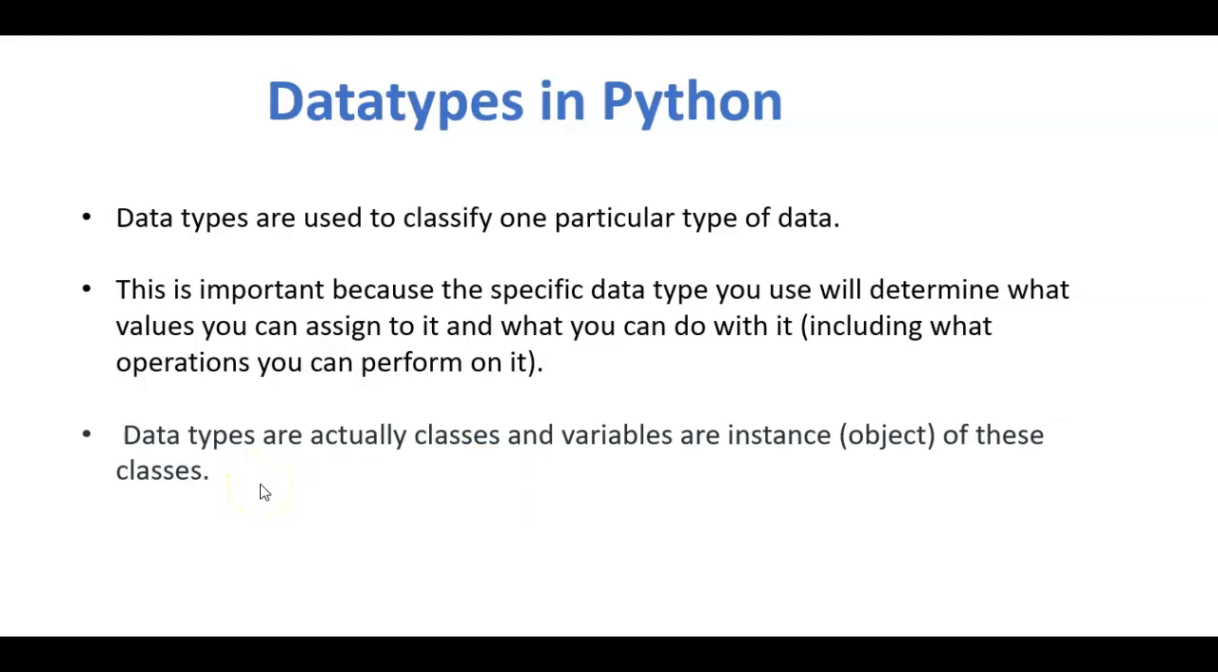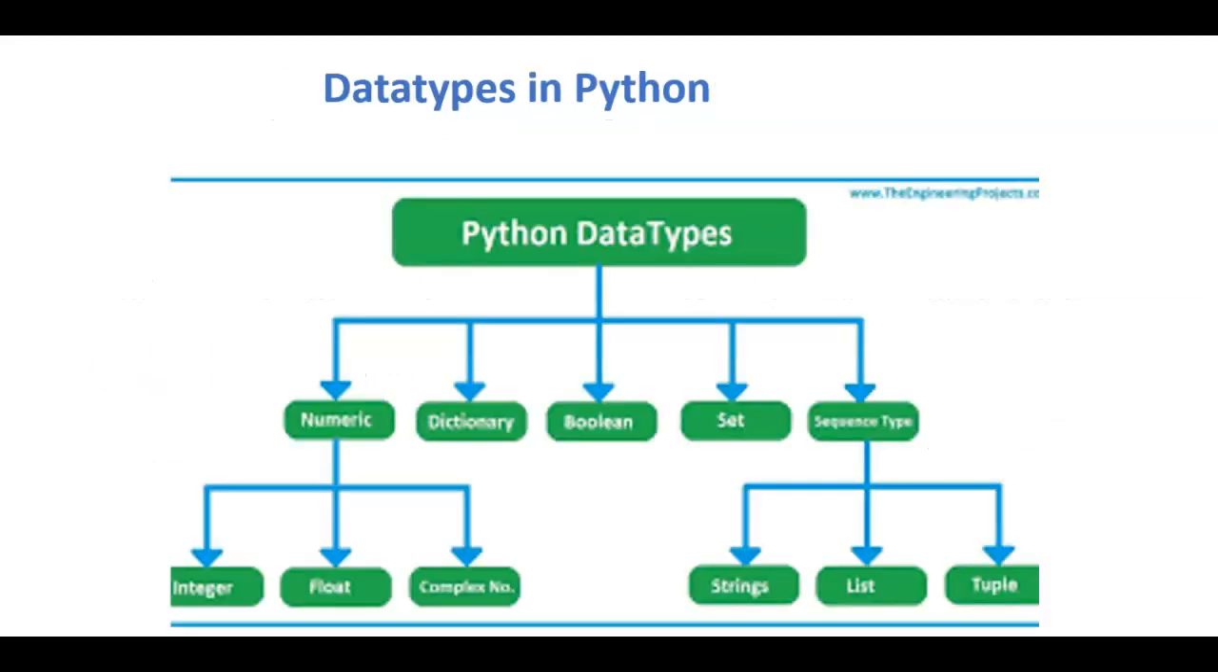In Python, data types are classes, and whatever variables we define for those classes will become the objects of these classes. So we'll see the different data types in Python. These are the five main types of data types. The first one is numeric, second is dictionary, third is boolean, fourth is set, and fifth is sequence type. So these are the different data types we have in Python.